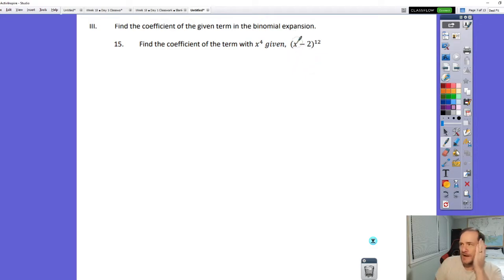Finally, we have a little more action here. When I go to expand this, I know I'm going to get a 12 choose. We want x to the 4th, so 12 choose 4. Now we'll get x to the 4th. But our other term is now a negative 2. And it would need to be raised to the power of 8 because we know it needs to add up to 12.